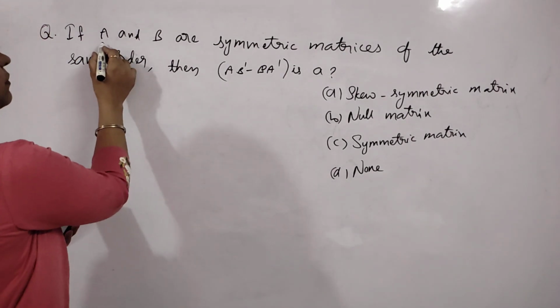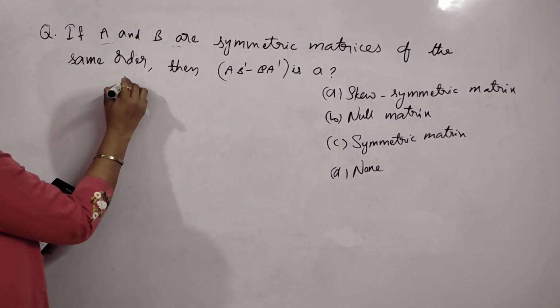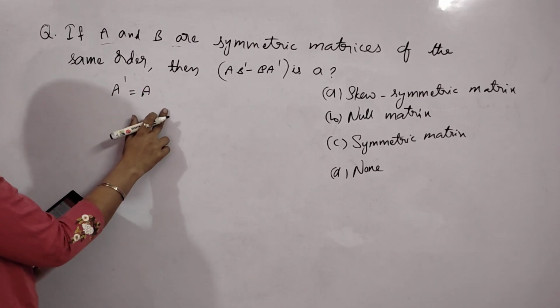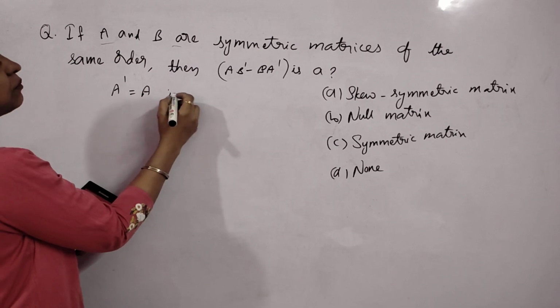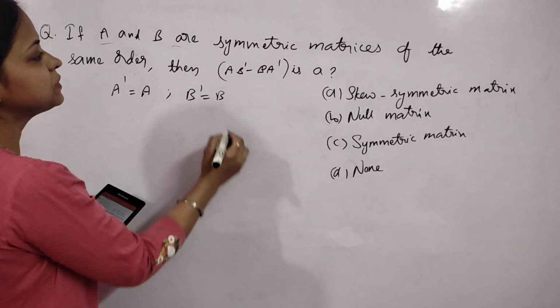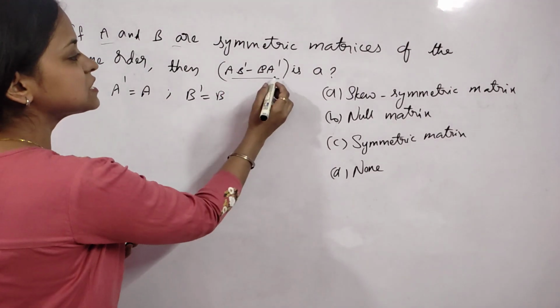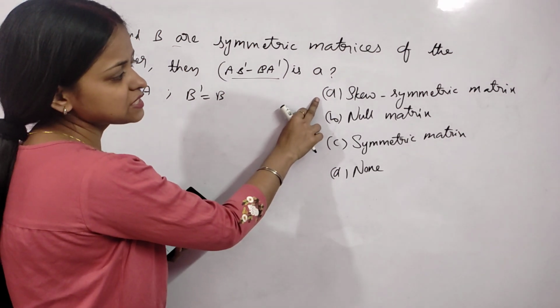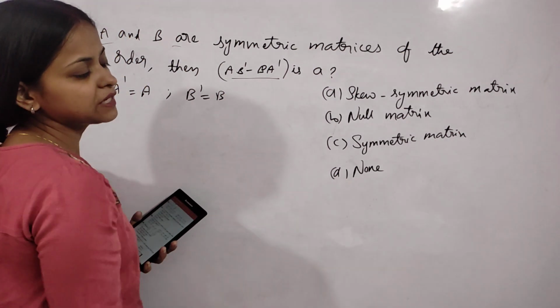So what they said is, A and B are symmetric matrices. If A is a symmetric matrix, then it satisfies this condition, and B is also a symmetric matrix, so if you take the transpose of this matrix, it is equal to B only. Now they are asking whether this combination of AB is a skew symmetric matrix, null matrix, or symmetric matrix.